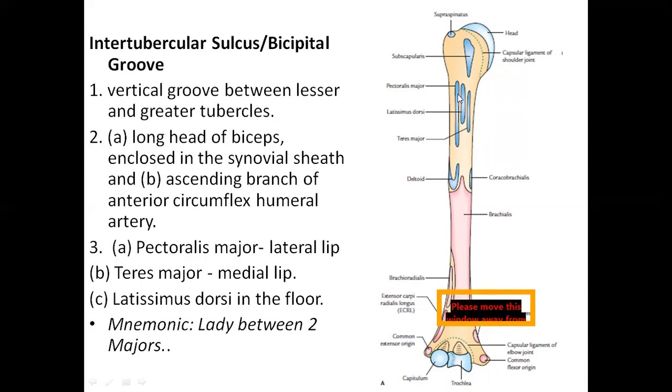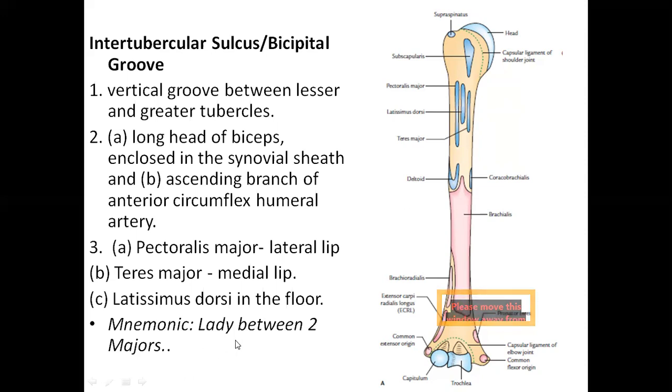So this is the bicipital groove. I already told you it receives the insertion of latissimus dorsi. It's a vertical groove between the greater and lesser tubercles. Also remember that the long head of biceps passes through this bicipital groove, and the long head of biceps is covered with a synovial sheath. The medial lip of the bicipital groove receives the insertion of teres major. The lateral lip receives the insertion of pectoralis major. And in the floor we have latissimus dorsi.